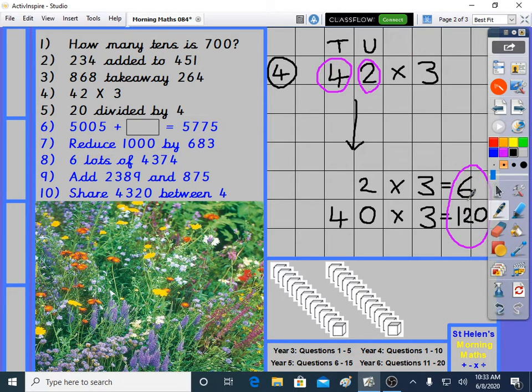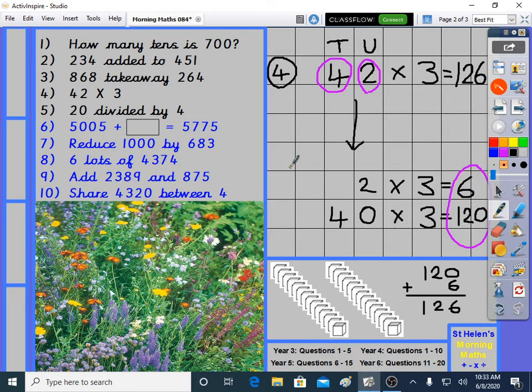So I'll need to put them together at the end. When you put things together in maths, it's plus. 6 plus 120, or 120 plus 6. That's quite an easy plus to do. 120, when you just plus 6 to it, it's just going to be 126. And the answer is 126. 42 times 3 is 126.